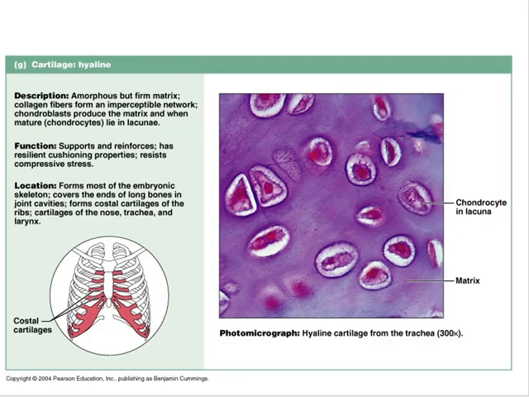Here we're seeing a view of the costal cartilages, which are cartilages made up of hyaline cartilage that connect the ribs to the sternum. Of course, we have hyaline in many other different locations, but this amorphous matrix of collagen fibers is a very supportive network. And not only does it contain chondrocytes and lacunae, it supports and reinforces and has cushioning properties and is able to resist compressive stress. So it's going to be really helpful as a strengthening agent in flexible areas of the body.